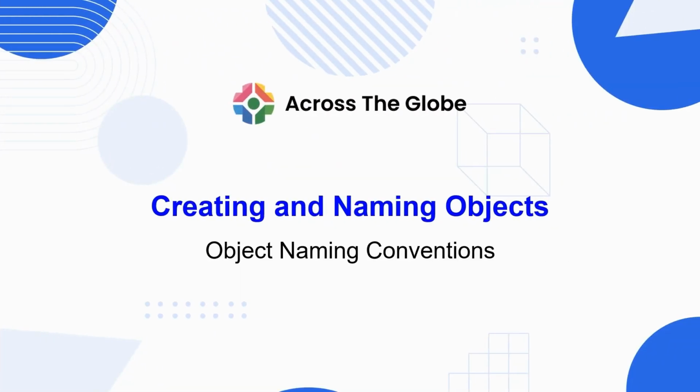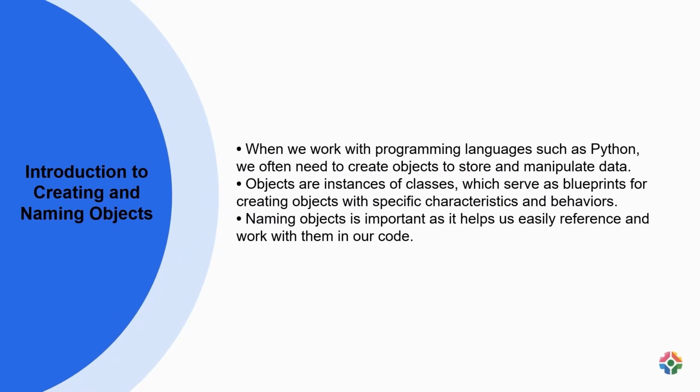Today we will learn about creating and naming objects. In programming languages like Python, objects are created to store and manipulate data. Objects are instances of classes, which act as templates for creating objects with distinct characteristics and functions. Naming objects is crucial for easily identifying and utilizing them in our code.